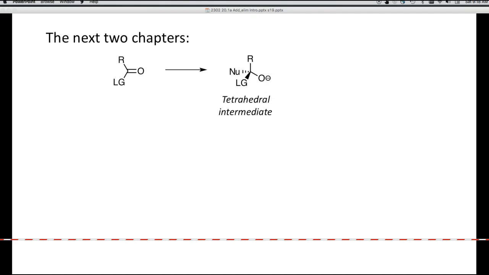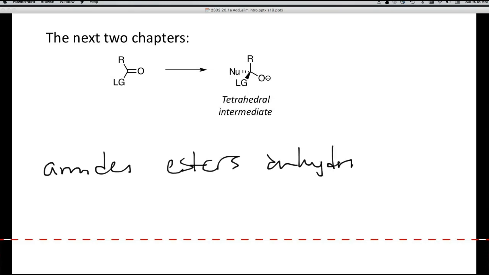Alright then, what does that have to do with the next two chapters? Well, what distinguishes the next two chapters from chapter 17 and 18 is this guy right here. Basically, we now look at carboxylic acid derivatives, amides, esters, anhydrides, etc., all of which have a leaving group on there, as opposed to aldehydes or ketones, which are not good leaving groups.